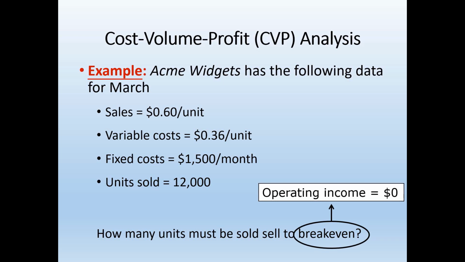Remember, break even is the point at which the firm can cover all of its variable and fixed costs, but with nothing left over. So the operating income is zero. Revenues exactly equal total costs. No firm wants to operate at break even, but all firms want to know where break even is so that they can determine whether they're in danger of not breaking even.